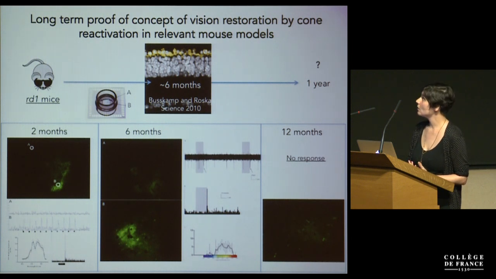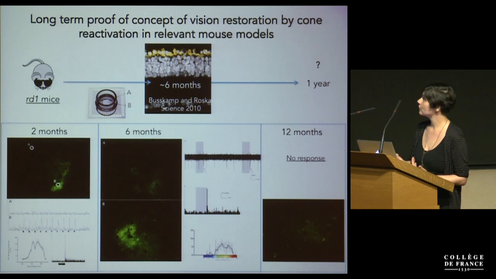So one proof of concept has already been accomplished by Botond Roska's group, where they've shown that insertion of hyperpolarizing halorhodopsin into the dormant cones can be a very efficient way of restoring vision, at least for about 6 months. But the question we asked in the Vision Institute was, what will happen beyond the 6-month period? Would we want to give patients vision back for a limited amount of time?